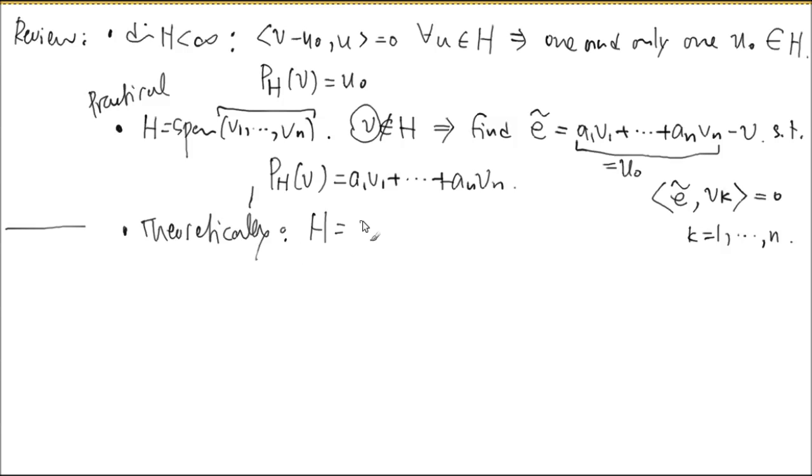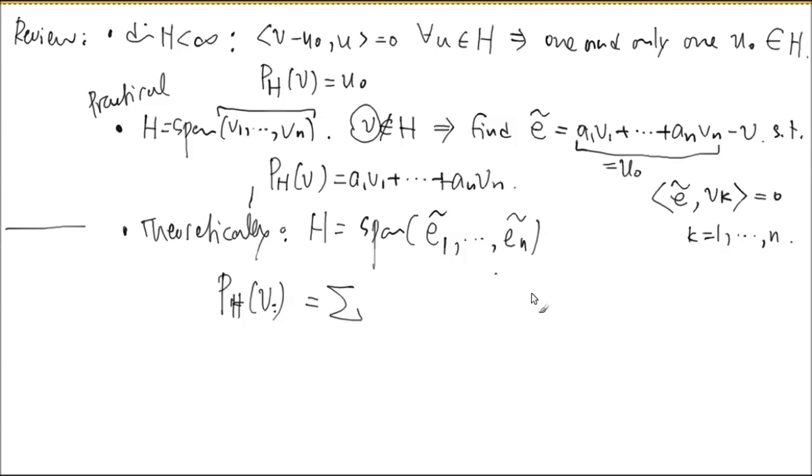it's easier to write it like this. Write H as a span of E1 tilde up to En tilde. This is not orthonormal, but it's orthogonal, right? Orthogonal basis. Then what is the projection? It is the following: each of them is just projecting this V projected onto E1, V projected onto En. Those are the coefficients. So what do you get if you project V onto EK tilde? It's just EK tilde, and all you have to figure out is the scalar. The scalar is the inner product of V with that EK tilde.